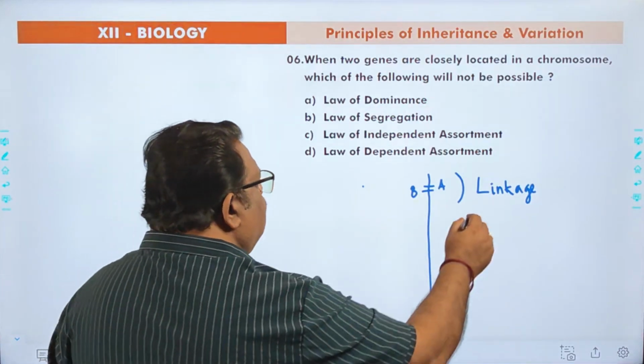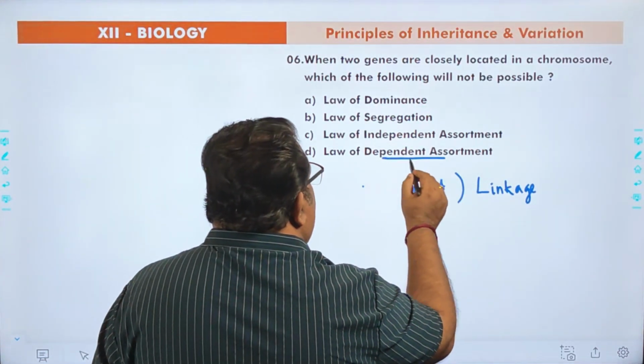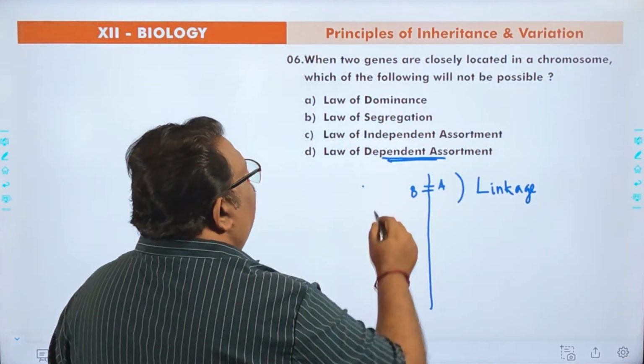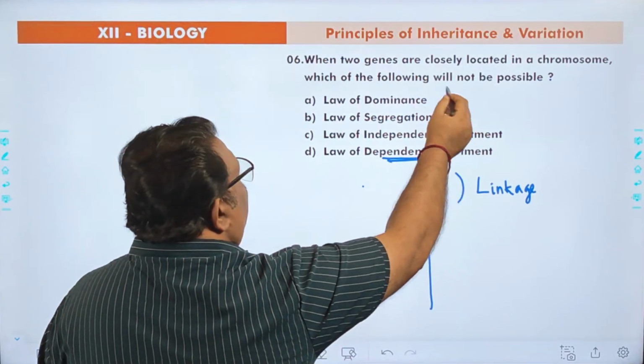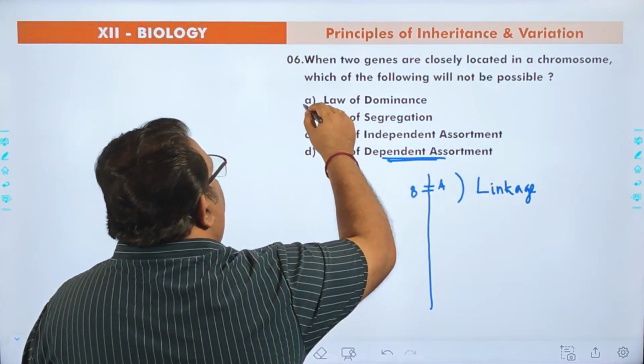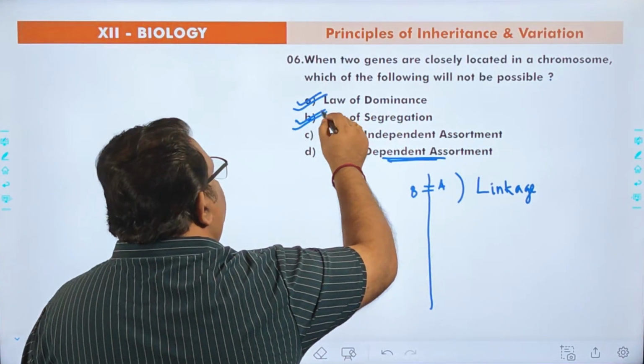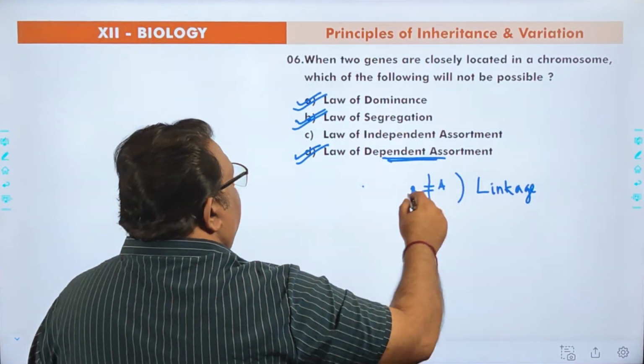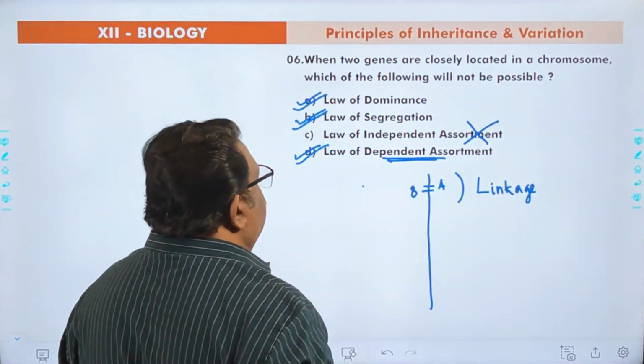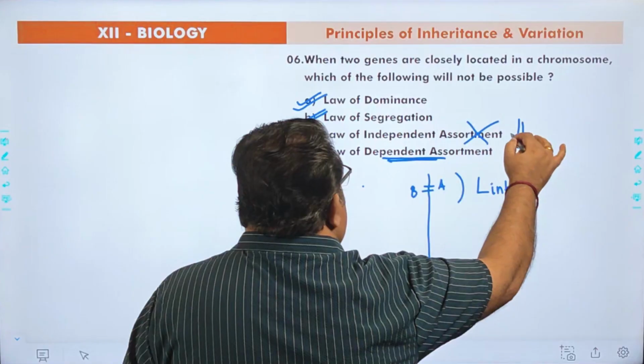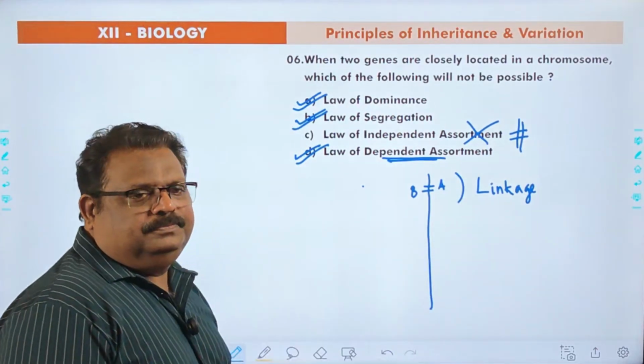If there is a linkage relationship, the assortment will be dependent. So which of the following will not be possible? The law of dominance is possible, law of segregation is possible, dependent assortment is possible, independent assortment is not possible. So the answer is C, law of independent assortment.